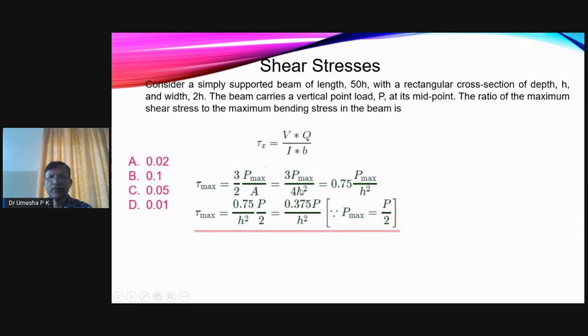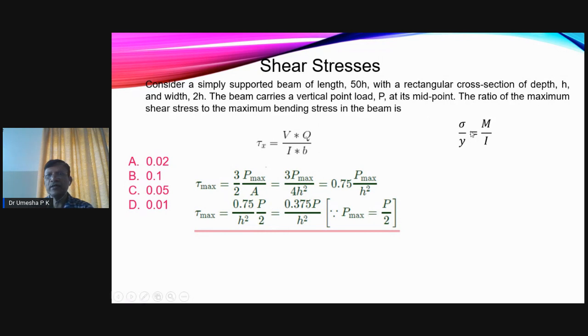So 3P is equal to P h square. So 0.75 into P maximum divided by h square. 0.75 h square you can substitute here, and h square. So P by 2 will be there. So you'll be getting in this form. So this is the one, tau maximum.